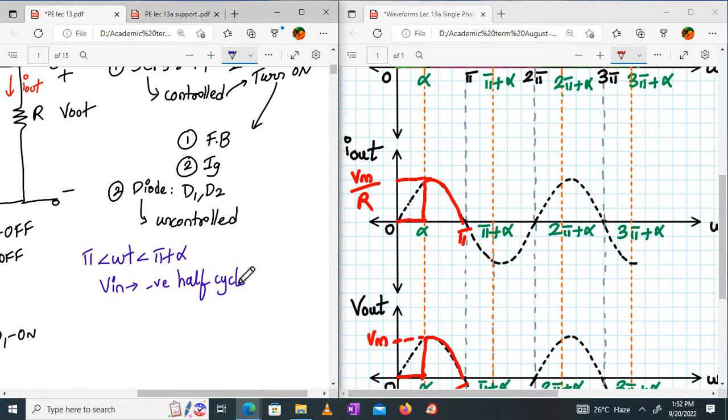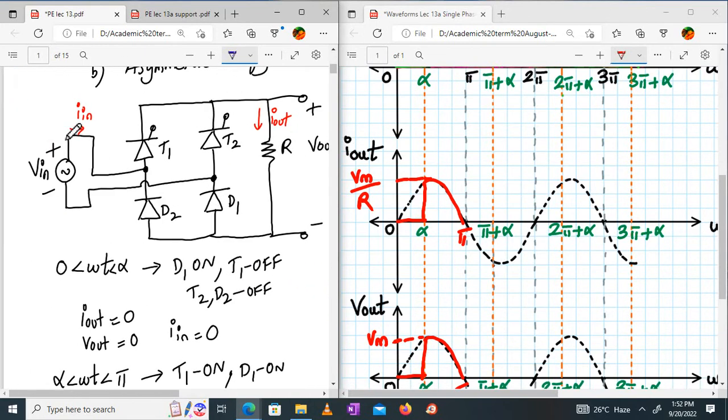First of all, it will turn on. Here, Vin is in a negative half cycle. So if V is in the negative half cycle, it will reverse bias T1 and D1. T1 will be off. T1 will also be off by line commutation. Reverse voltage has come, right? So T1 and D1 will be off.